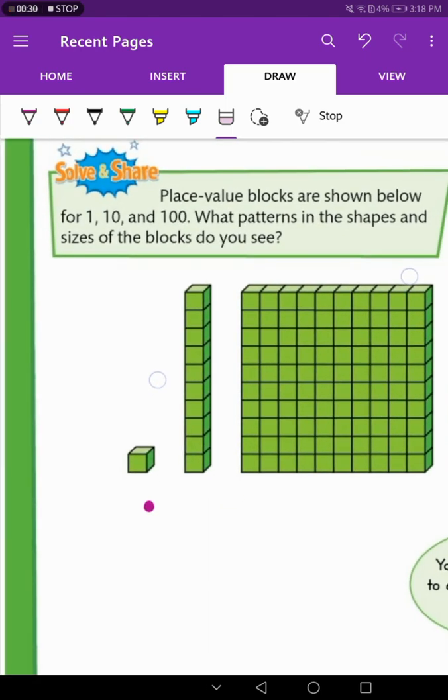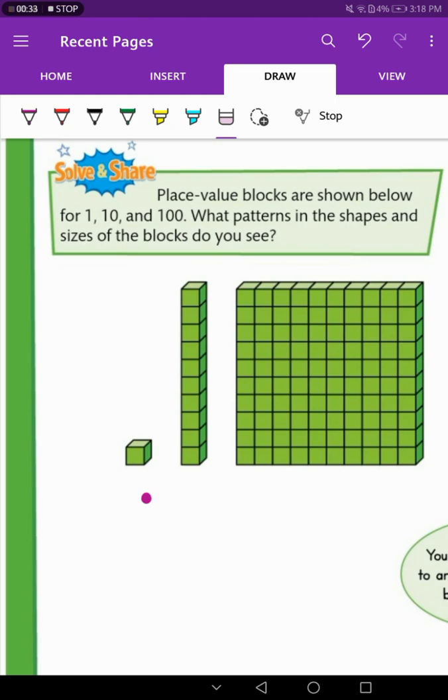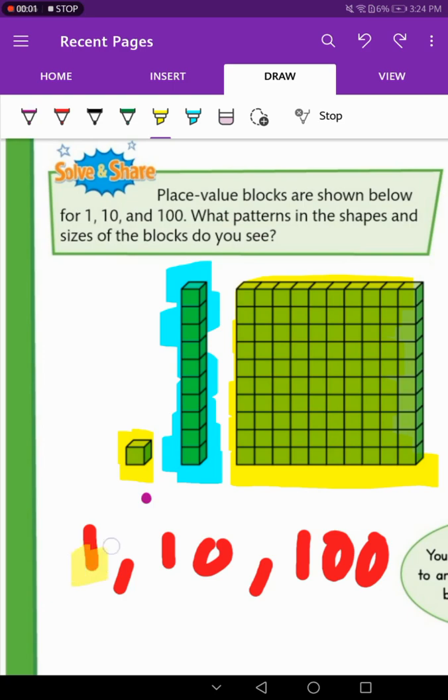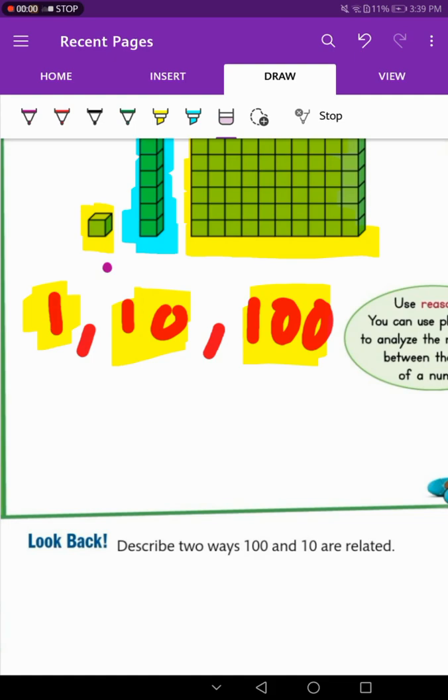Place value blocks are shown below for 1 and 10 and 100. What pattern in the shape and sizes of the blocks do you see? First, here we have 1 block. The next, 10 blocks. And the next is 100. 1, 10, 100. What is the pattern, Rayan? Multiply by 10. Good.